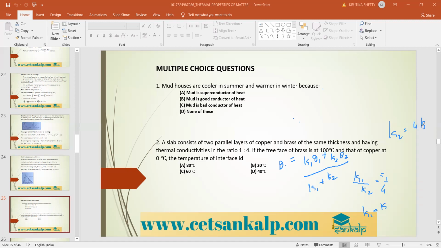In place of K1 we put K, in place of theta 1 we put 0, plus in place of K2 we put 4K into theta 2, which is 100, divided by K1 plus K2, that is 4K plus K. Take K1 equal to K, K2 equal to 4K and simplify the equation. Then you will get option A, that is 80 degrees Celsius. So 80 degrees Celsius is the correct answer.